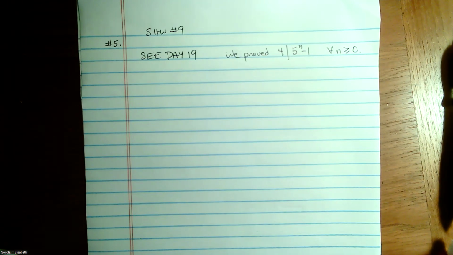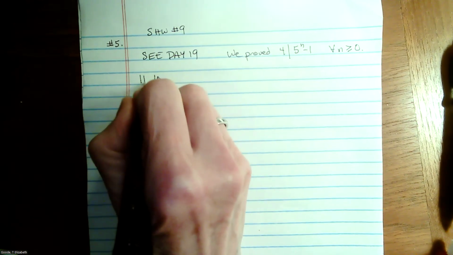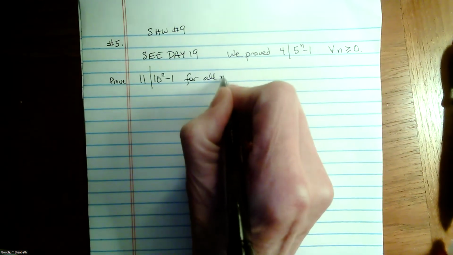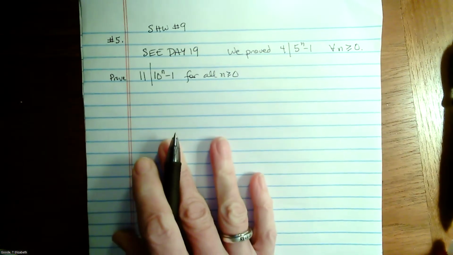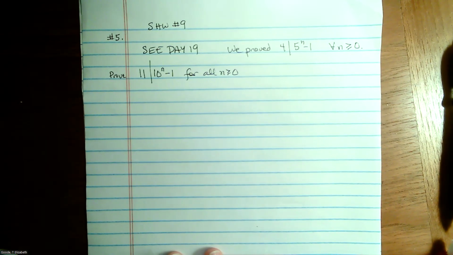Is anybody else drawing a blank with a few of those pages? But the point is, we're proving that 10, or was it 11, divides 10 to the n minus 1, right? For all n greater than or equal to 0. So what part of that did you have trouble with? The basis case or the induction step?